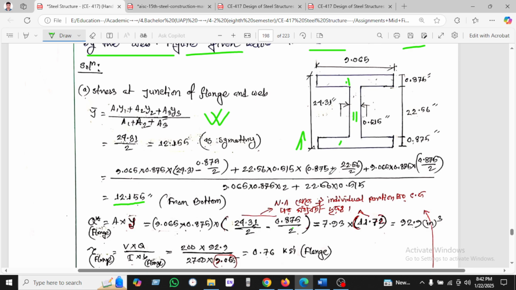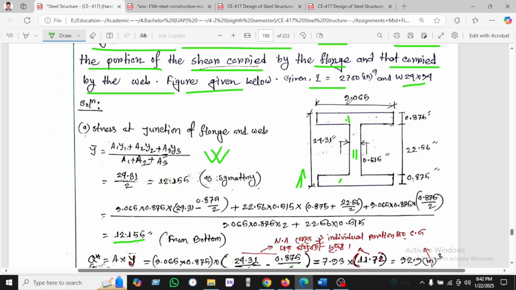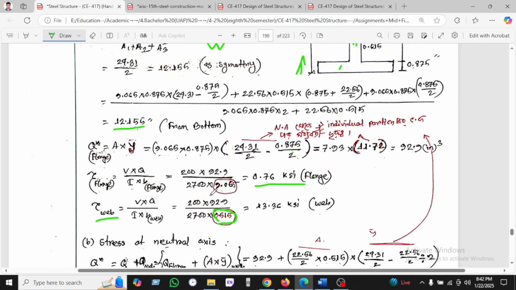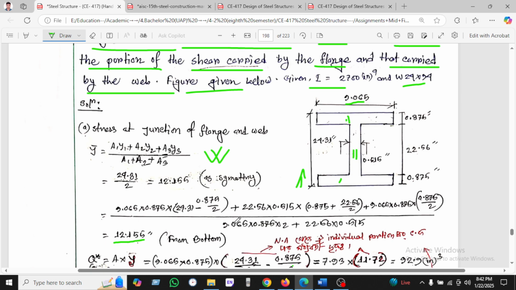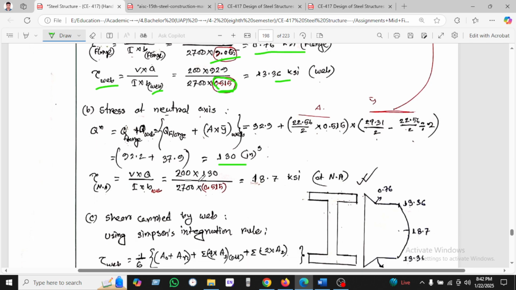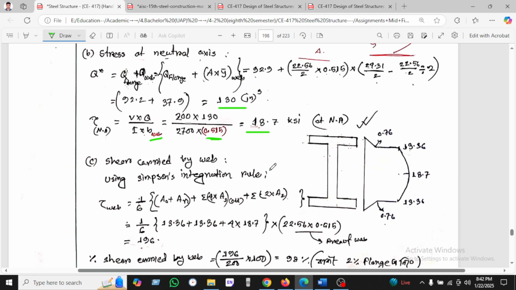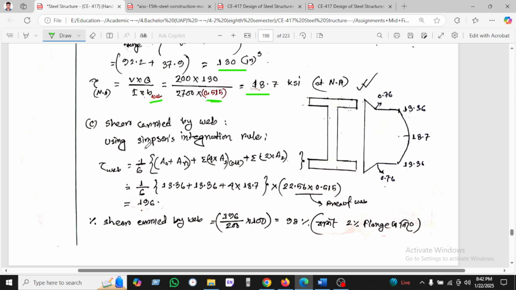For the individual portions we take the distance, and tau max for the flange equals V times Q over I times b flange, and found 0.70 ksi in the flange. For y, we are respectively changing the b value. For the flange we can see 9.065 is given, and for y, 0.055 is given in the diagram, and found all the values. And the stress at the neutral axis, using this formula, we found 103, and the stress at the neutral axis of the web, using the web, we found 18.7, and then the shear carried by the web.